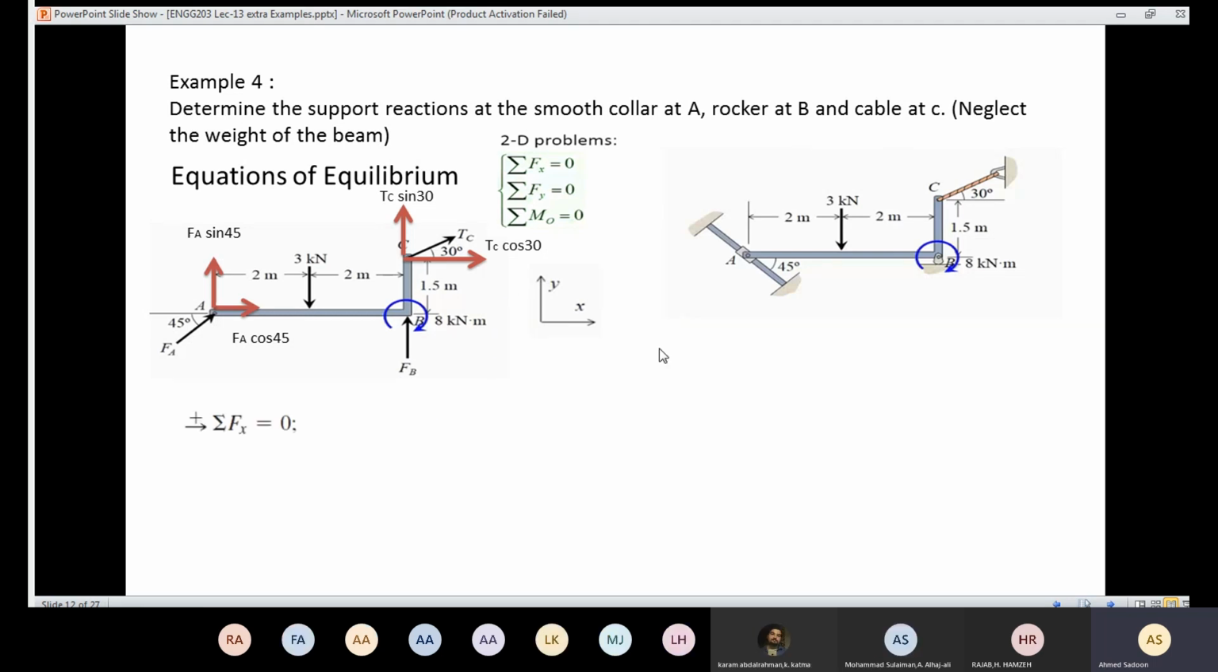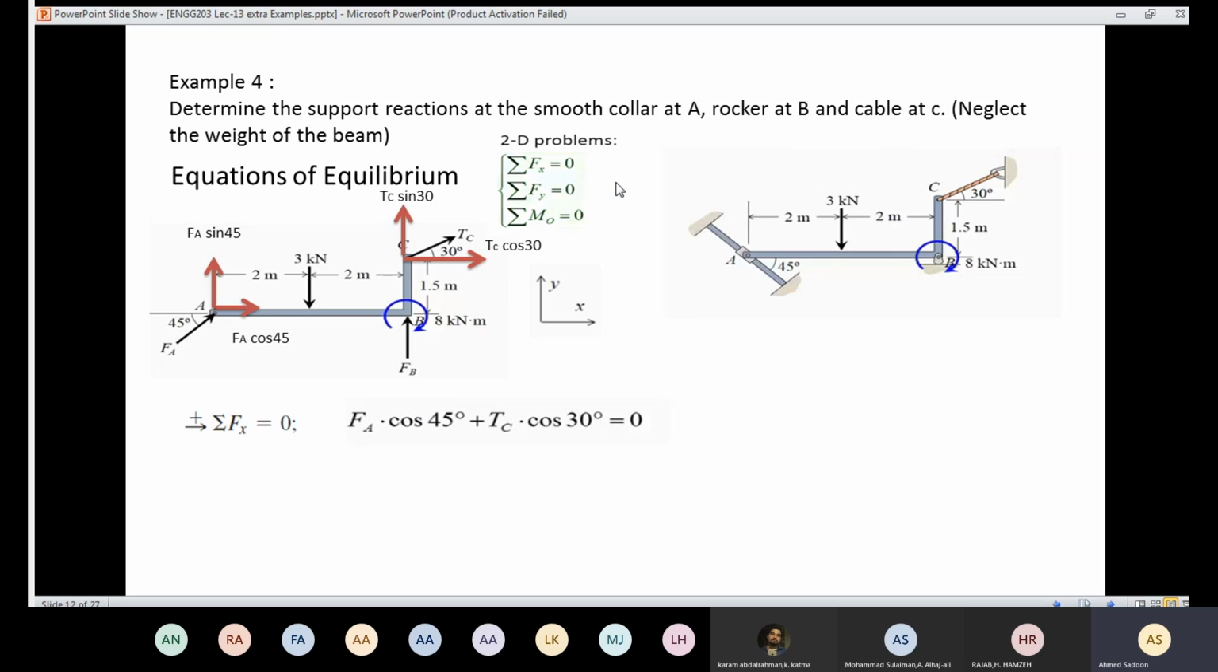So let's start with the summation of forces in the x-axis equals 0. The sign convention is very important. Now we are going to look at the x-axis here. We have only two forces: FA cosine 45 and TC cosine 30. FA cosine 45 is going to be positive according to the sign convention, and TC cosine 30 is going to be positive as well. The summation of those two forces should equal 0. So FA cosine 45 plus TC cosine 30 equals 0. Here we have two unknowns and one equation.